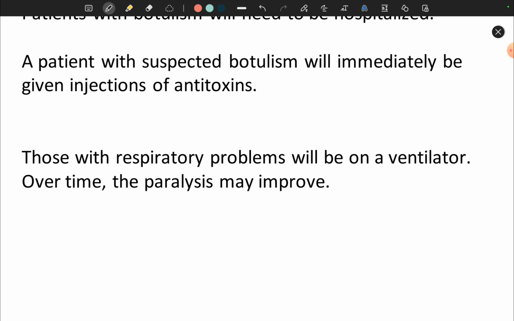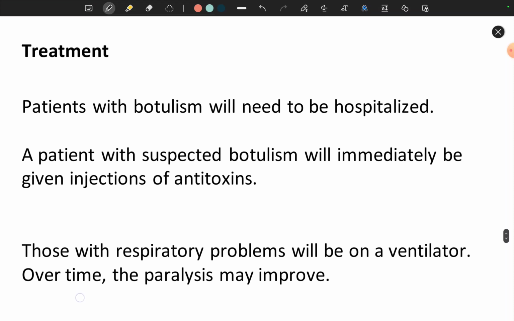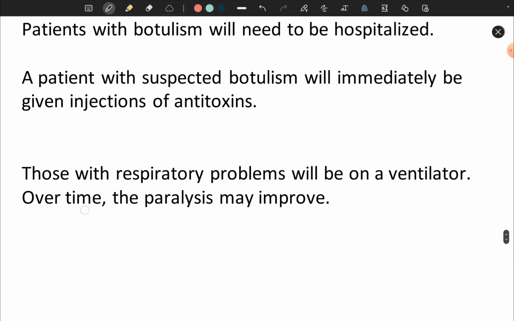Is this clear? How botulism works? How the toxin works? It is very easy, it just blocks the release of acetylcholine, so there is paralysis of the muscles. That's it. Clear?